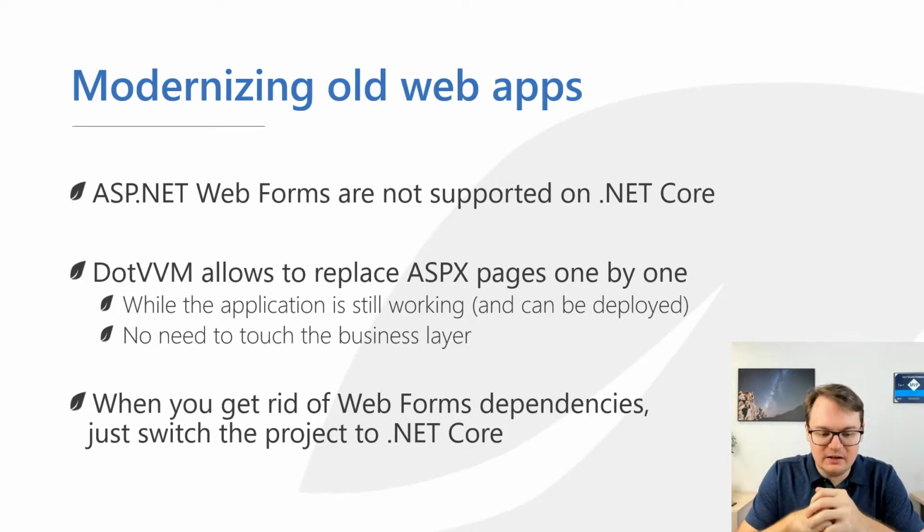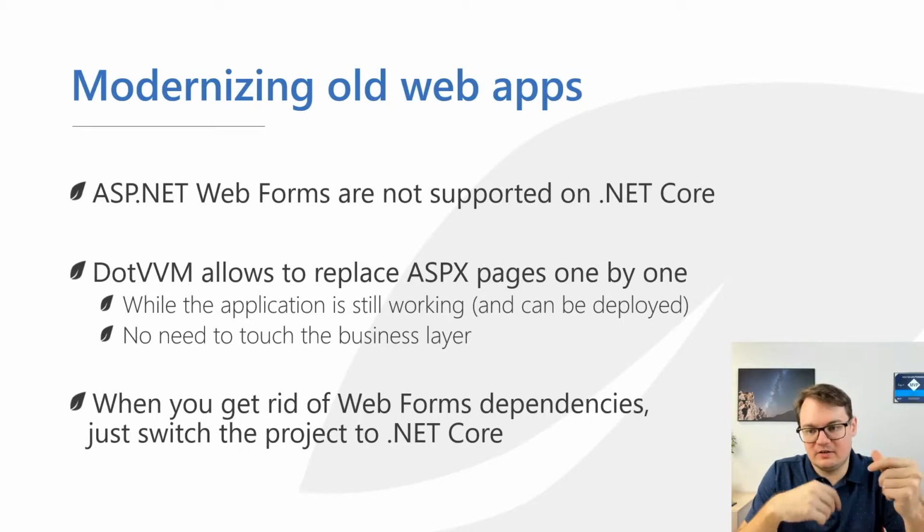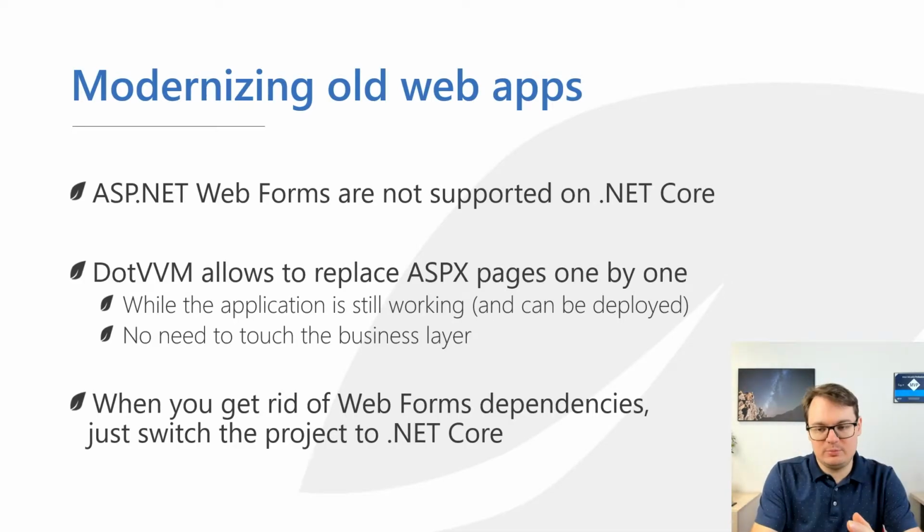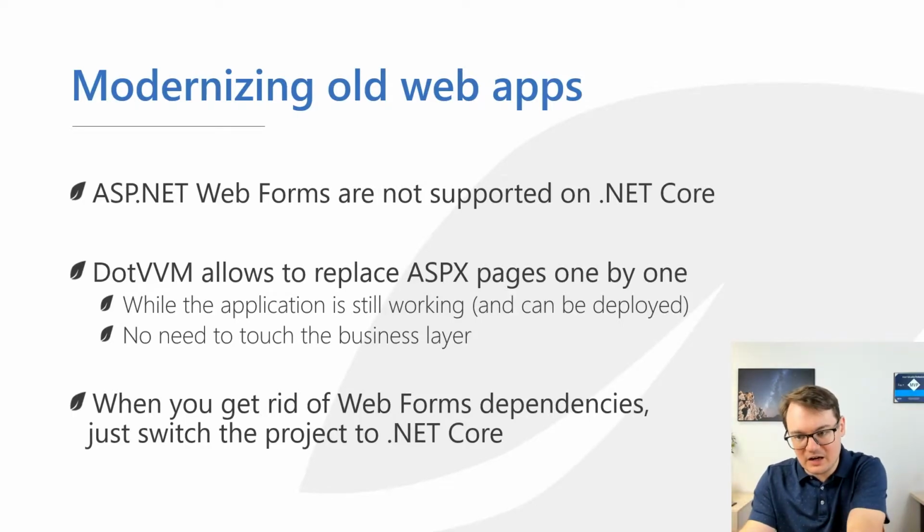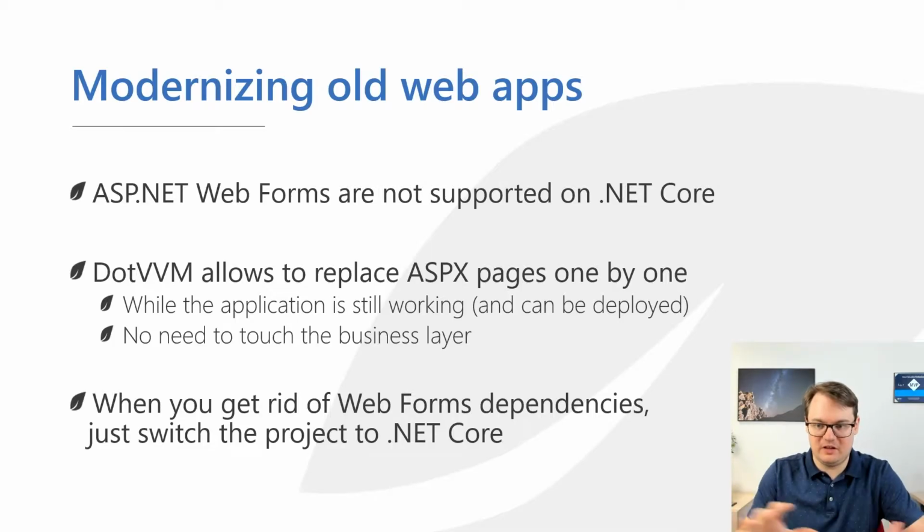And then, after you have .vvm installed in your application, you can start replacing pages, but incrementally, not all at once. You can select any ASPX page and write a .vvm page that does the same things. And because the view models are written in C#, you can call the same functions that the web forms pages were calling. So you can use the same business logic, the same other classes in your application. It will just fit in.